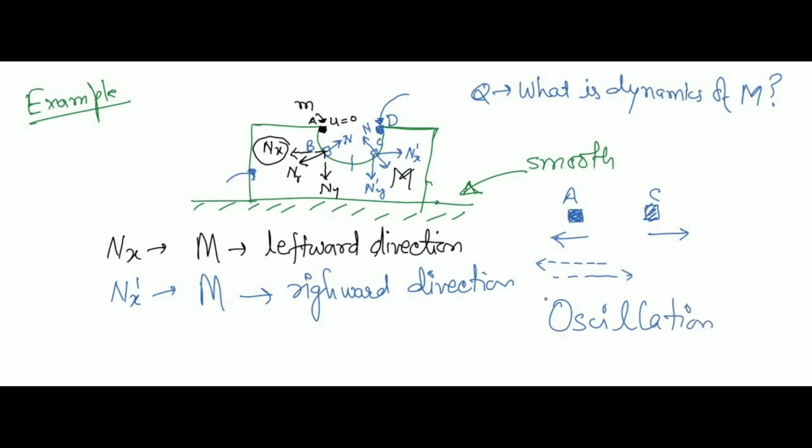So the dynamics of the block M is oscillation. The block M will oscillate left and right. This was just a consequence of the previous example. In the previous example, we have seen that the small block of M was on a wedge shape. When the block moves on the wedge, then the wedge will go in the backward direction.